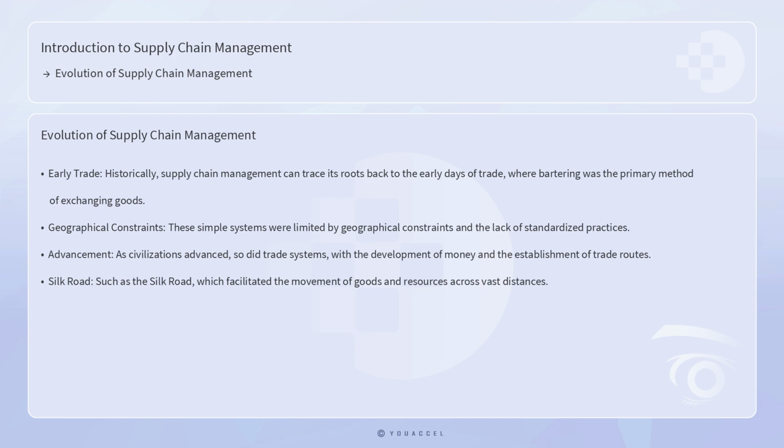Historically, supply chain management can trace its roots back to the early days of trade, where bartering was the primary method of exchanging goods. These simple systems were limited by geographical constraints and the lack of standardized practices. As civilizations advanced, so did trade systems, with the development of money and the establishment of trade routes, such as the Silk Road, which facilitated the movement of goods and resources across vast distances. This era marked the beginning of more complex supply chains, although they were still far removed from what we consider modern SCM.